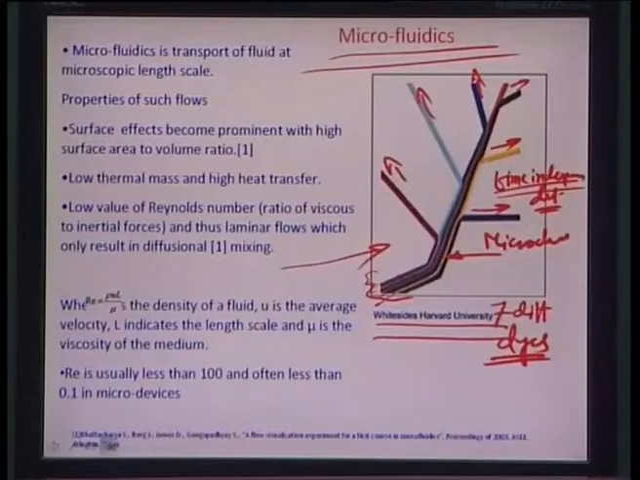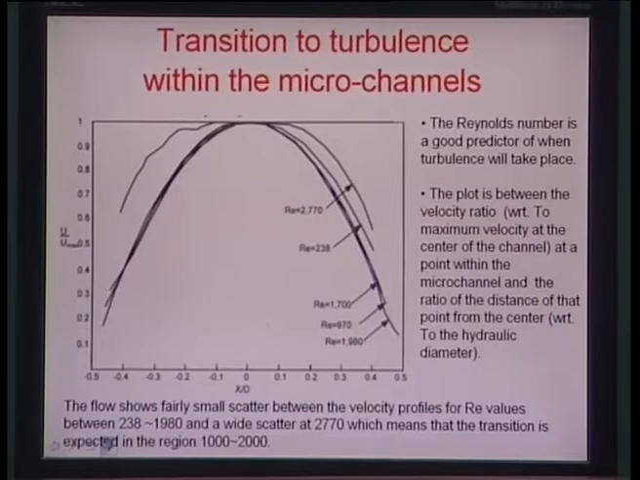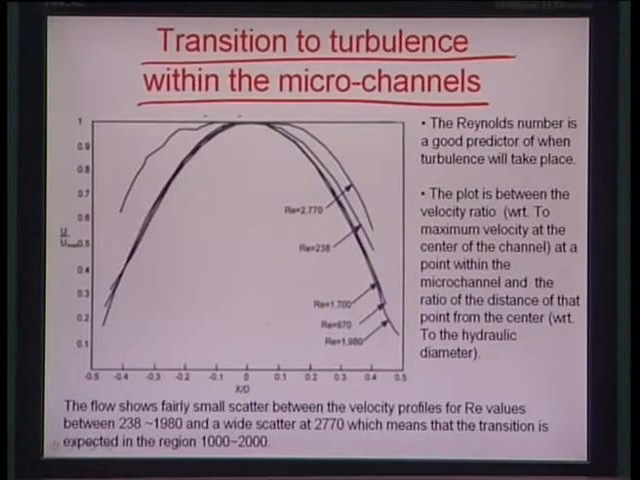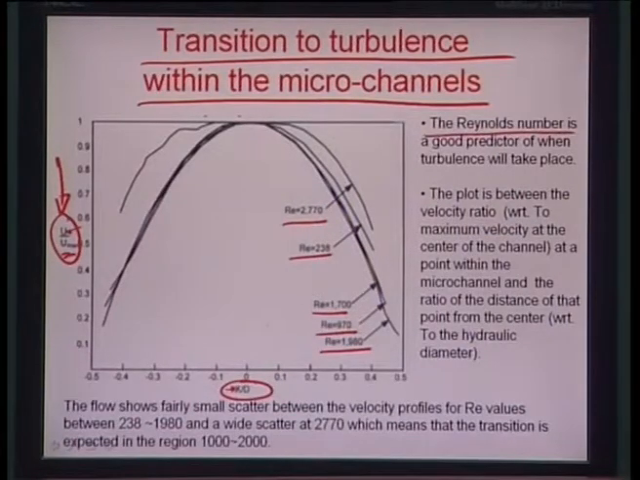So I would like to go ahead and see some of the effects of Reynolds numbers on the different flows, particularly within microchannels, and I call this slide transition to turbulence within the microchannel. If you see here, there are different Reynolds number values at which we have plotted u by u maximum, which is essentially the velocity at a certain position divided by the velocity at the center, which is the maximum velocity, and this is plotted with respect to x by d. x is the position at which the local velocity is u, and d is essentially the diameter of the channel. So as we see here, the Reynolds number definitely is a very good predictor of when the turbulence will take place.